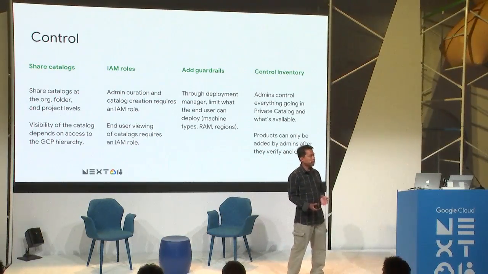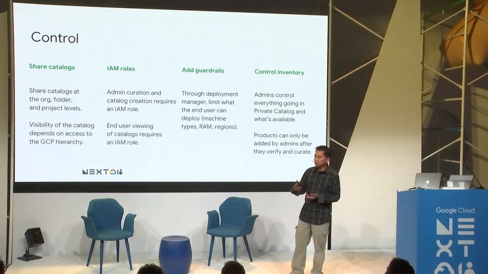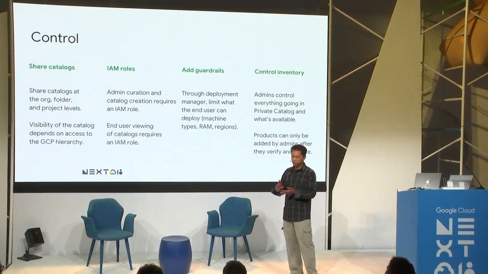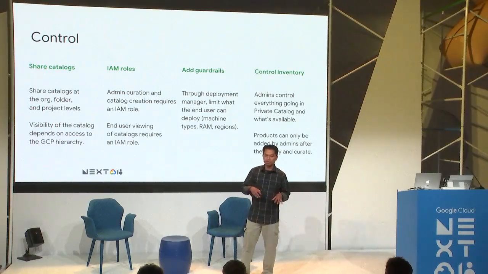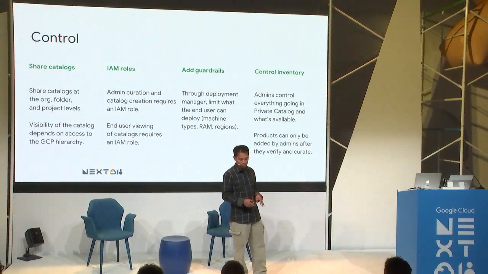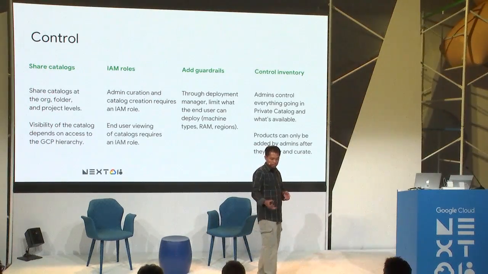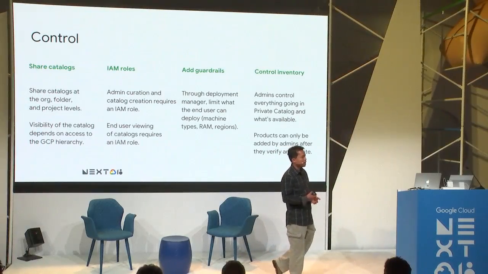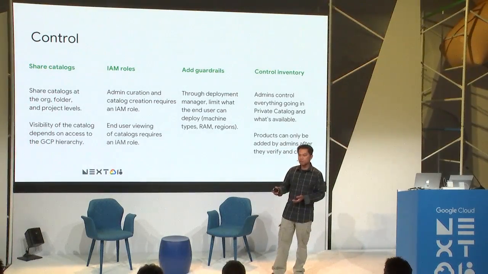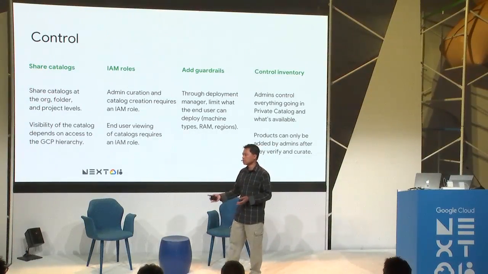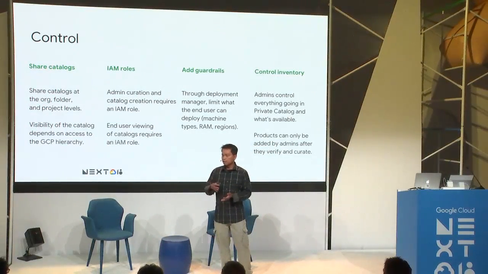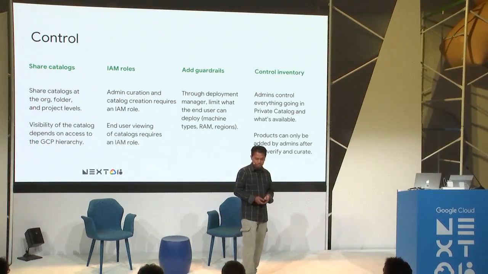So control. Sharing of the catalogs happens at the GCP hierarchy, at the organization, folder, or project level. So visibility depends on that end user having access to that hierarchy and having the IAM role. Talking about IAM roles, we have an IAM role for admins as well, so you don't have a bottleneck. You don't just have one person. You can have multiple admins manage and curate your catalog and the products themselves.